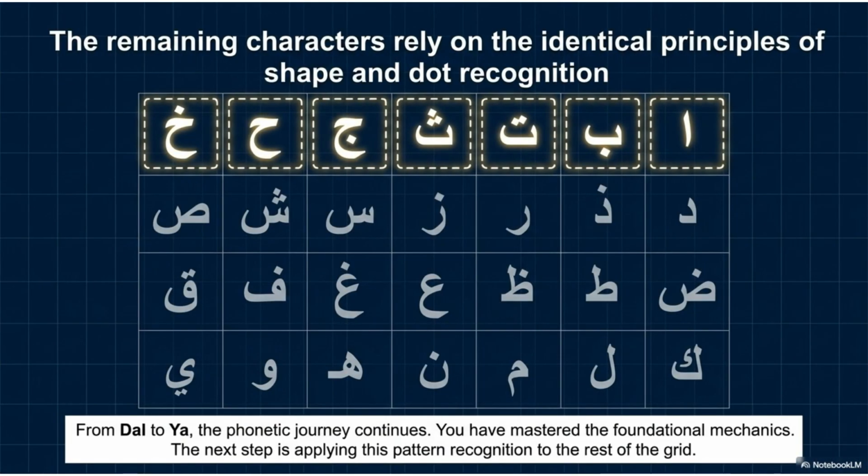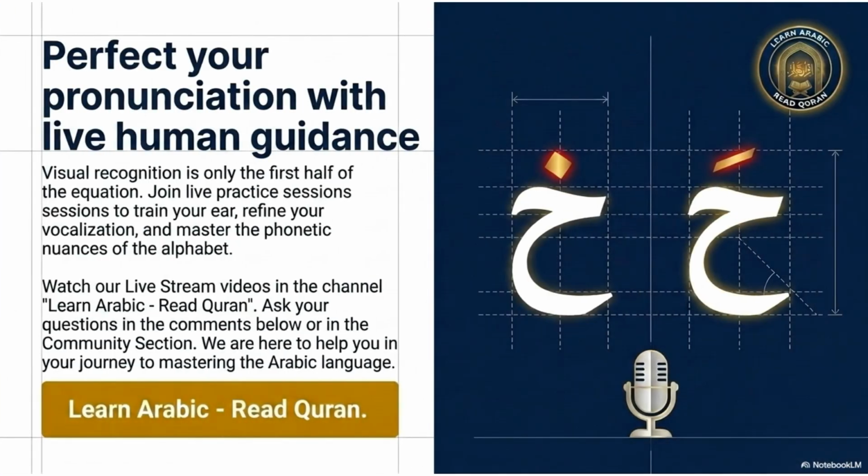The remaining characters rely on the identical principles of shape and dot recognition. From dal to ya, the phonetic journey continues. Apply this pattern recognition to the rest of the alphabet grid. Visual recognition is only the first half.